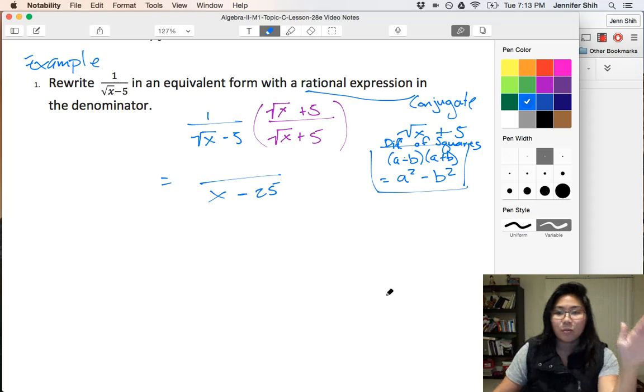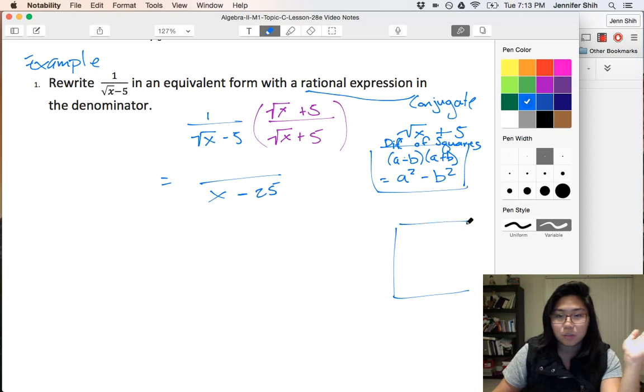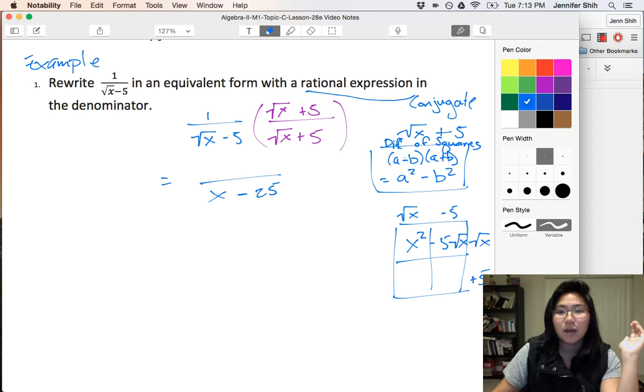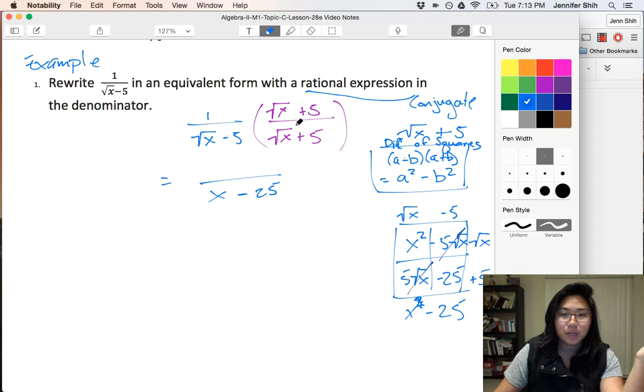So some of you are able to skip right to the step, but some of you still prefer to use the box method, which is still an excellent technique. So we have root x minus 5, and we have root x plus 5. So root x times root x is x. Negative 5 times root x is negative 5 root x. Positive 5 times root x is positive 5 root x. Negative 5 times 5 is negative 25. And if we add these together, these cancel away, and we have just x minus 25, which would go into our denominator.